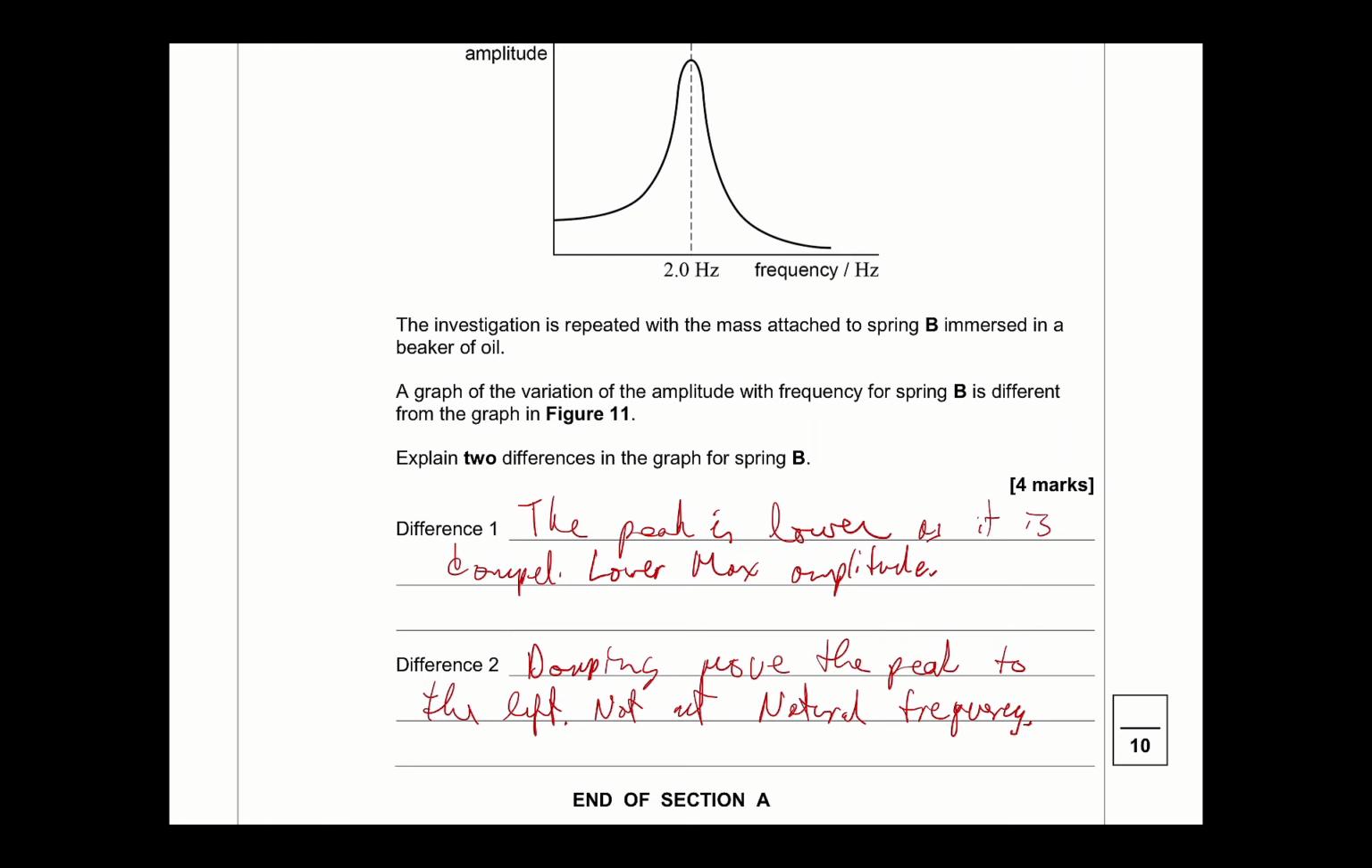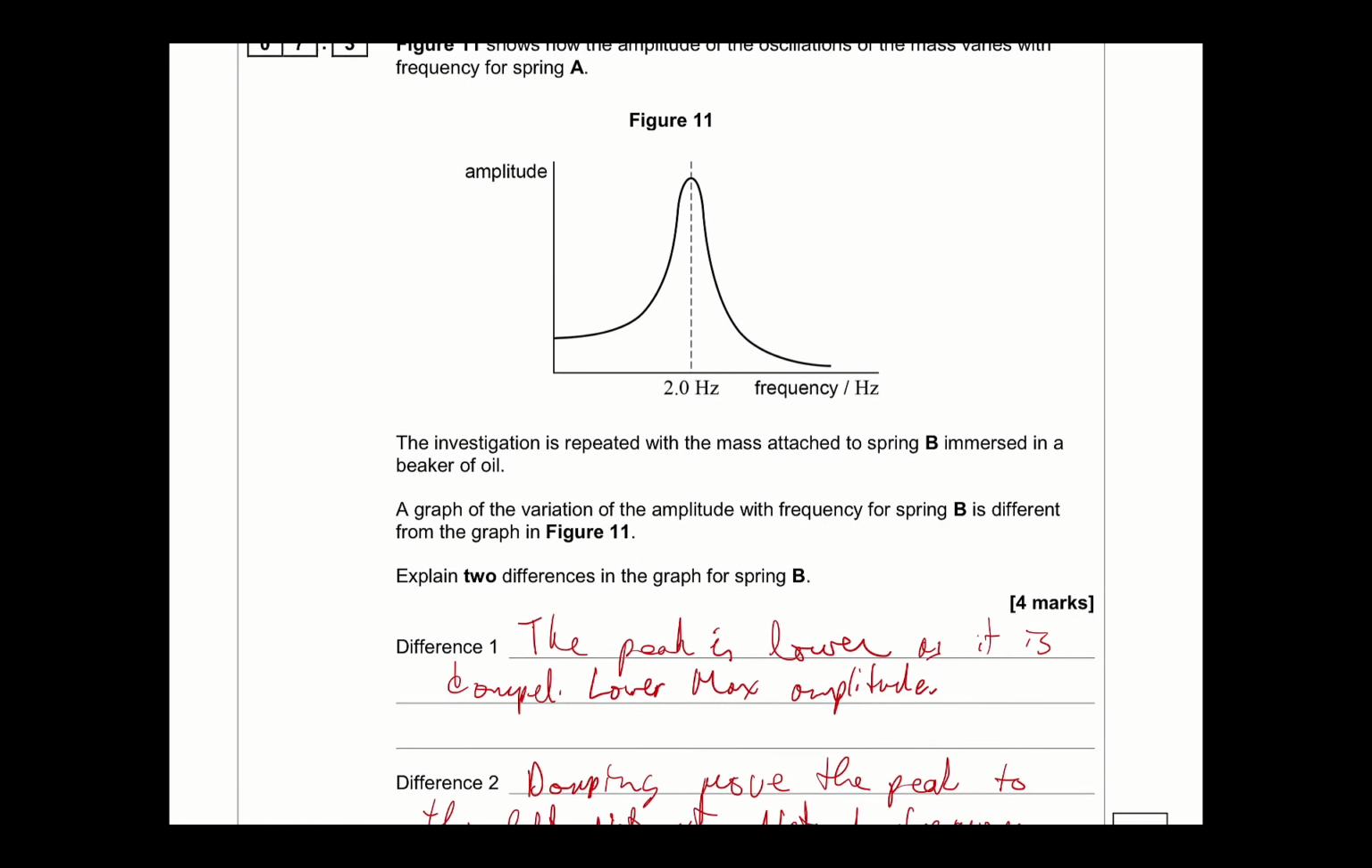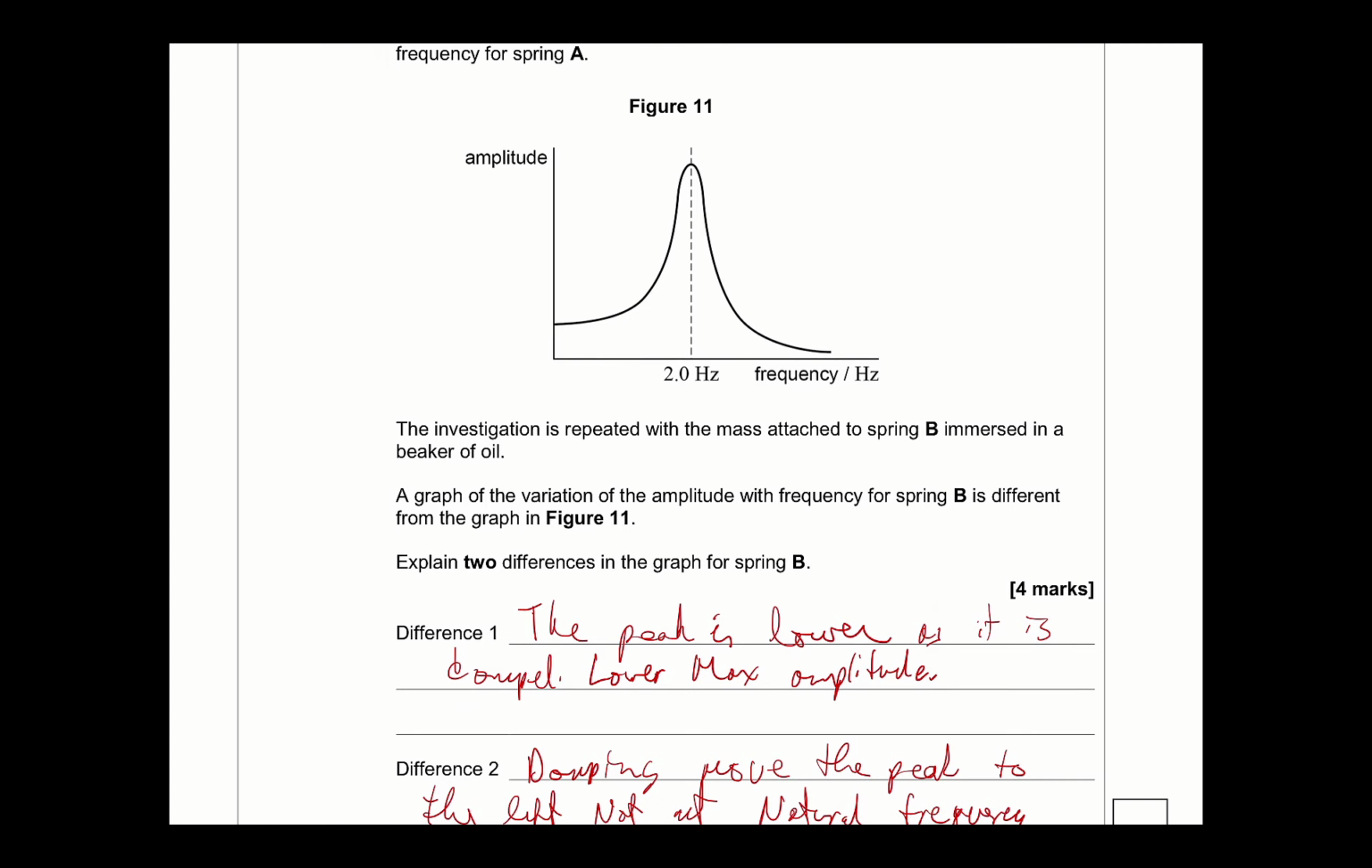So here, this is a graph for spring A. So what is it going to be for spring B? Well, because you have a higher spring constant, you end up with a higher frequency for the maximum amplitude. Okay, the peak is broader. It has been flattened because it has been damped. The other thing is that the graph will be lower at all frequencies because you have the damping in place. So you've got energy losses in the system.